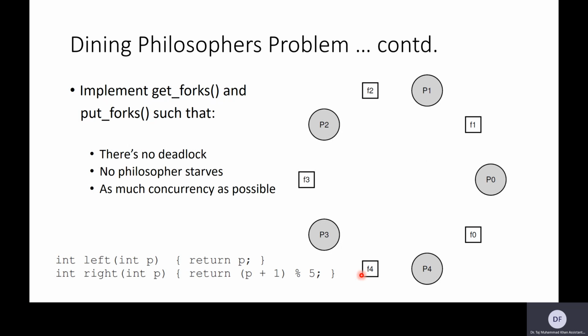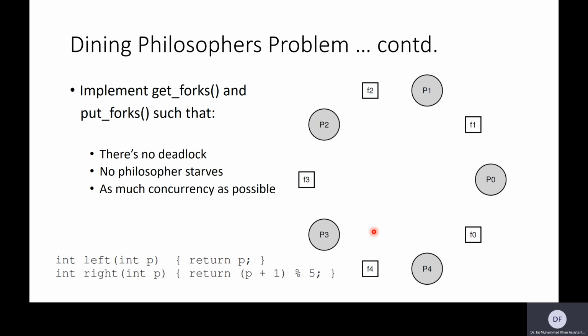Similarly, all these threads cannot run. P3 is waiting for F4, which is held by P4, and P4 is waiting for F0, which is being held by P0. P0 is waiting for F1, which is being held by P1, and P1 is waiting for F2, which is being held by P2. P2 is waiting for F3, which is being held by P3. So they are all waiting for each other, and none of them can progress, because any progress will happen only if some thread calls put forks.